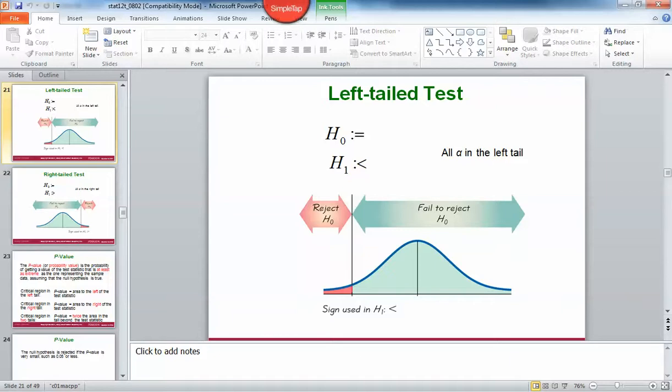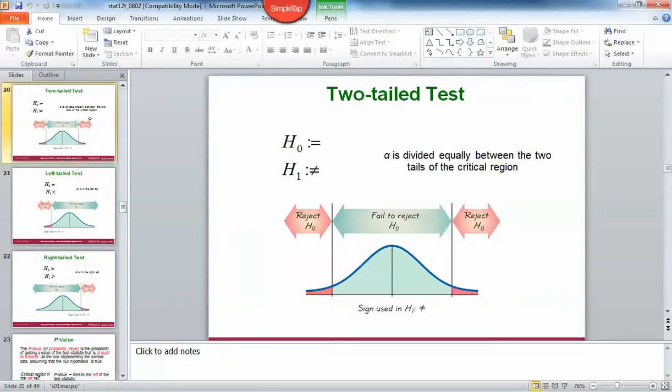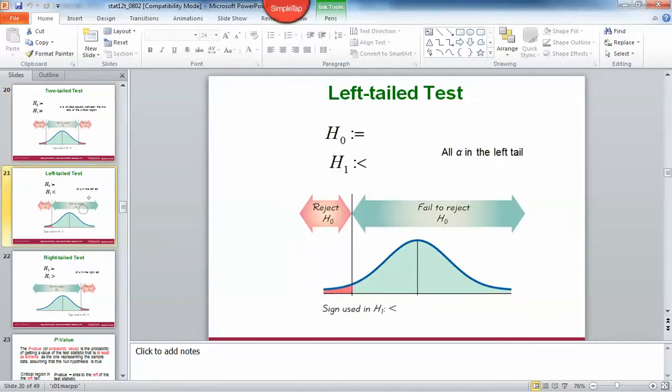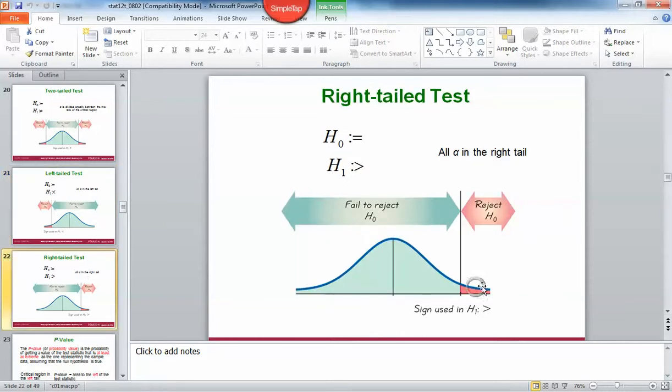Now remember, it is important whether it's two-tailed, like this, left-tailed, if you have less than in the alternate hypothesis, or right-tailed, you have greater than in the alternate hypothesis. That does make a difference in finding the p-value. It also makes a difference for your critical region.